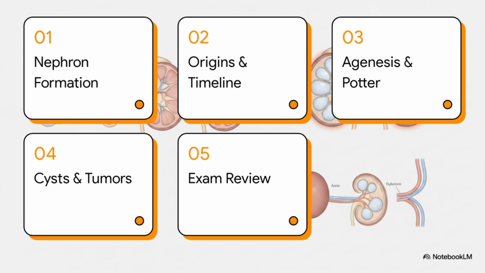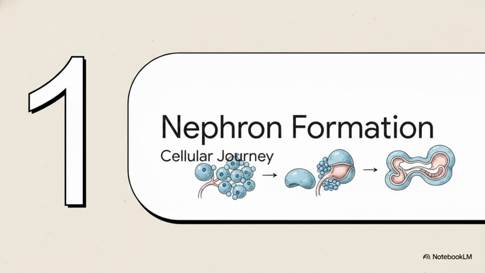Here's a quick look at our roadmap for today. First, formation of the nephron. Second, origins and developmental timeline. Third, renal agenesis and Potter sequence. Fourth, cysts, tumors, and ectopia. And finally, a high-yield exam review to tie it all together. All right, let's jump in.